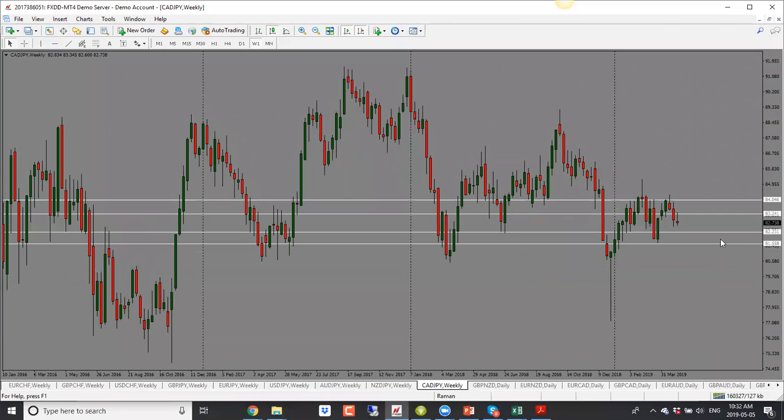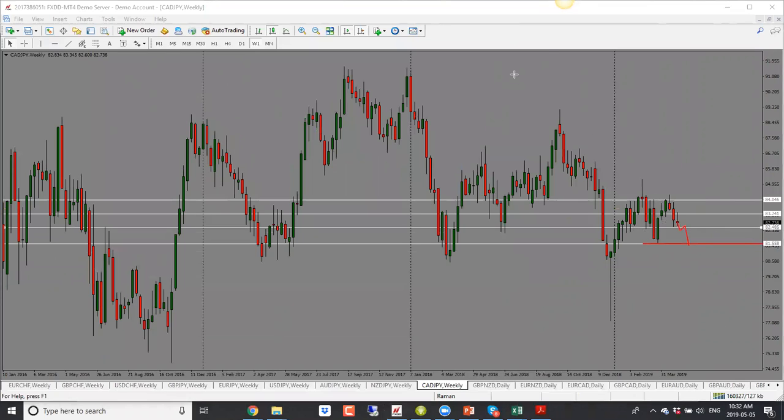Okay, CAD yen here. CAD yen also looking bearish. We have a bearish pin bar, but as we can see, it is right into that support level. This is where price did push higher previously. So I'd be careful of that, but bias is bearish. And once we see a break of that support, I will look for a move back into the next level at 81.50. So bearish bias for CAD yen as well.